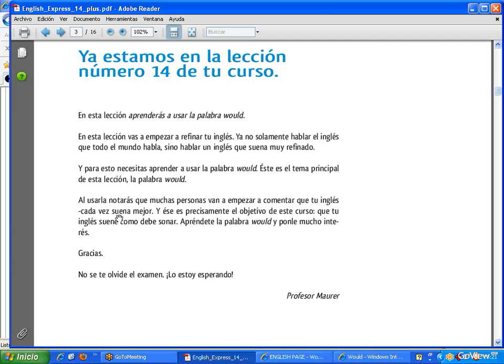You'll also see that to use it, a lot of people are going to start to comment that your English sounds better all the time. And this is precisely the object of this course, that your English sounds as it should sound. You're going to learn the word would, and you're going to put it to much use. Okay, let's have a look.